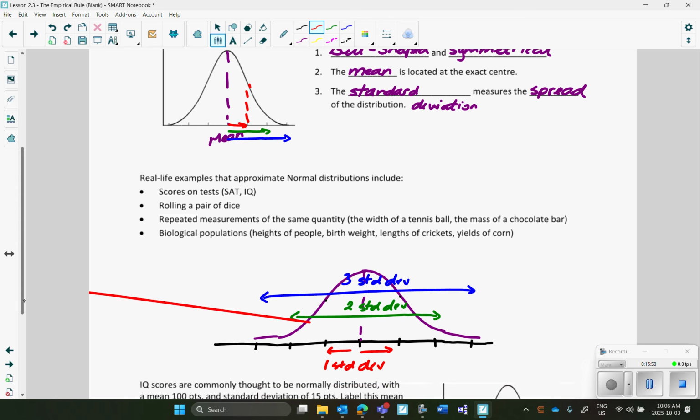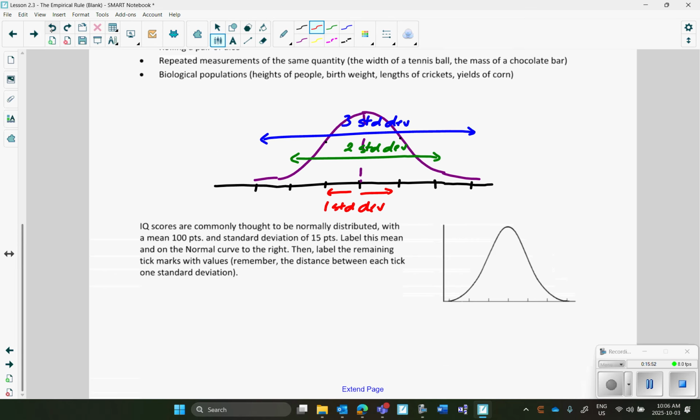So what would a situation look like? Well, here's an example. You're given a normal distribution, a normal curve, and you're given the notches that will represent the mean and 1 standard deviation above and below, 2 standard deviations above and below, 3 standard deviations above and below. So IQ scores are commonly thought to be normally distributed. And the mean is 100 points, the standard deviation is 15 points. So basically what you do is you're asked to label.